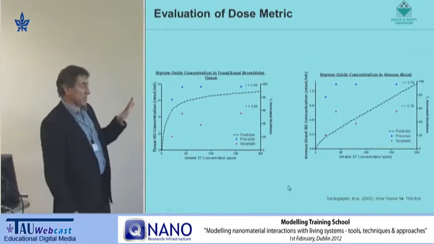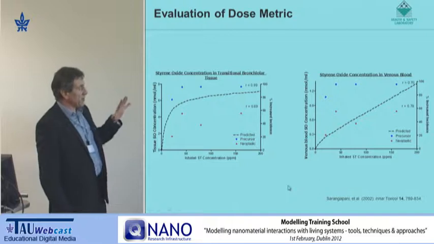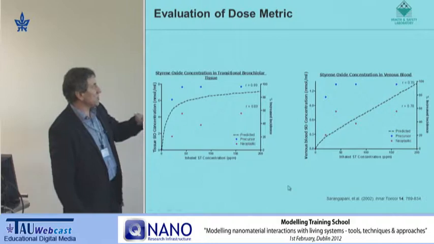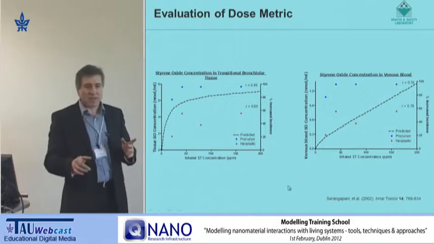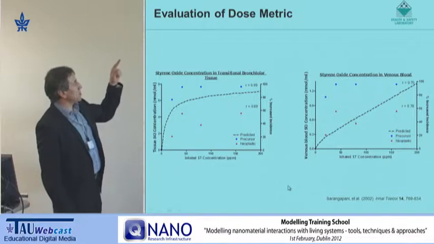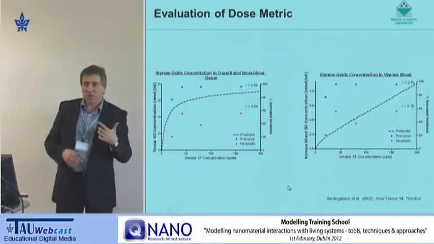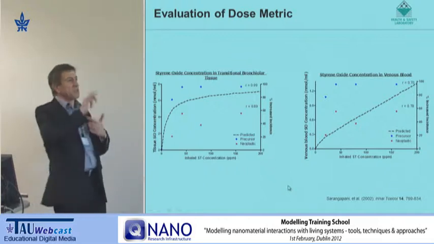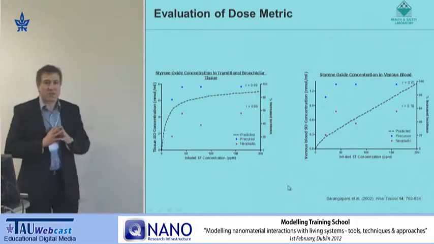And this is just an illustrative slide showing that if you try and plot the inhaled concentration of styrene against the concentration in the venous blood, you don't get a great correlation. But if you try and plot the tissue concentration, you start to get a qualitative agreement. The shape of the data and the shape of the model predictions are similar.